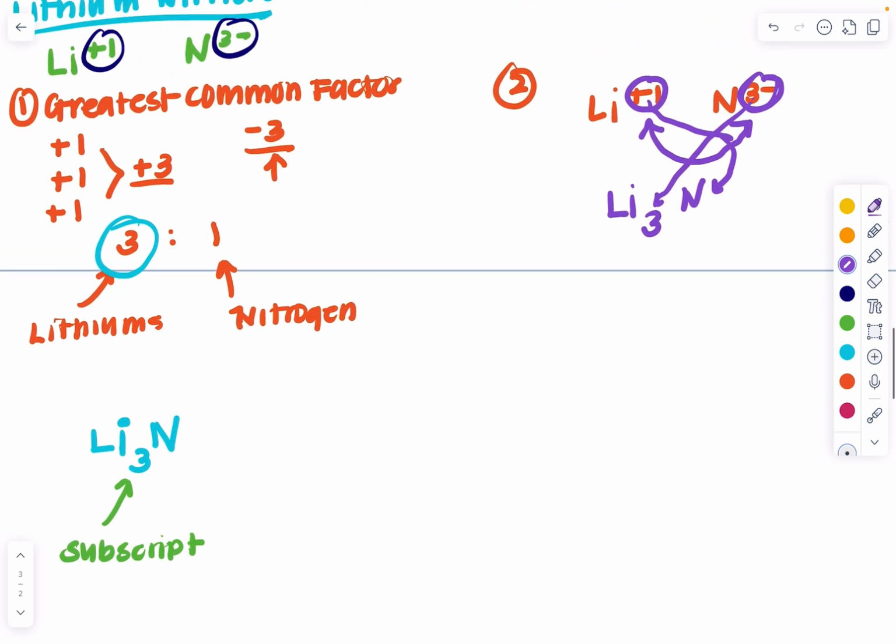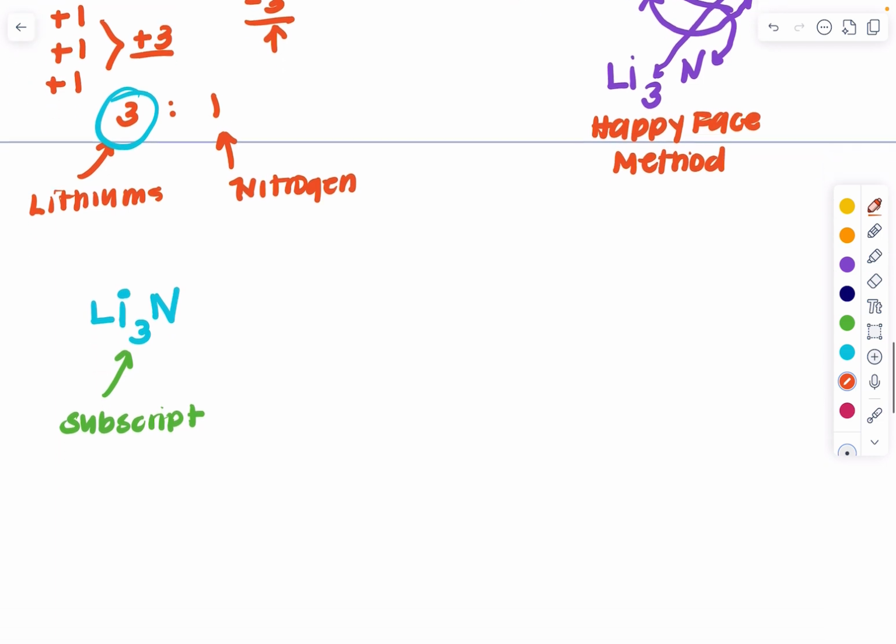Cool. A lot of people really like this method. I usually call it the happy face method, even though it looks like a bunch of scribbles. But either one that you choose, as long as the charges balance out, if you know another way to do it, or if it just kind of clicks for you, you don't have to use any of these methods. Eventually, we should be able to do this pretty quickly.